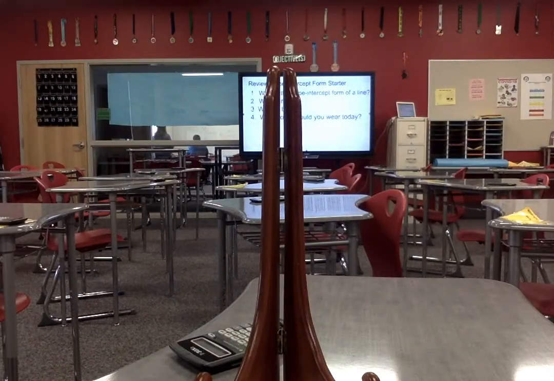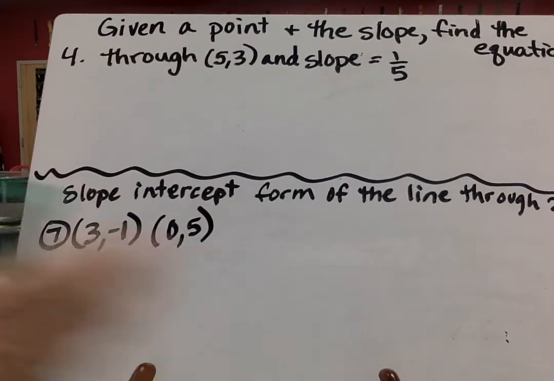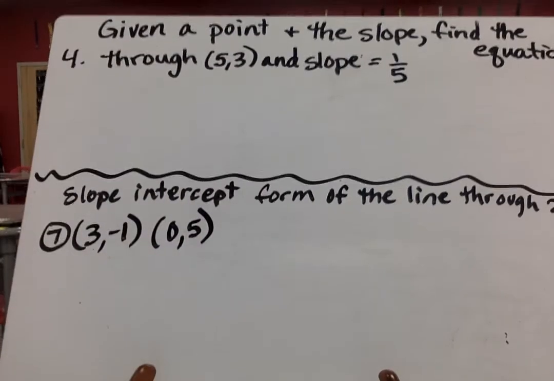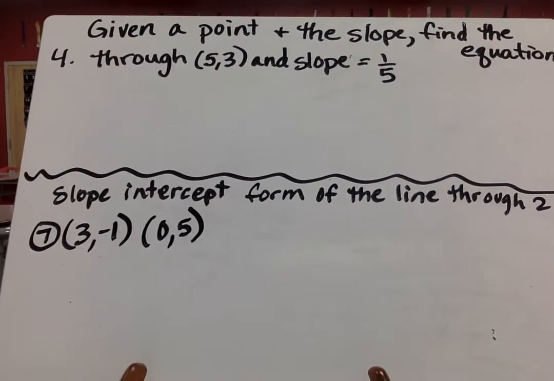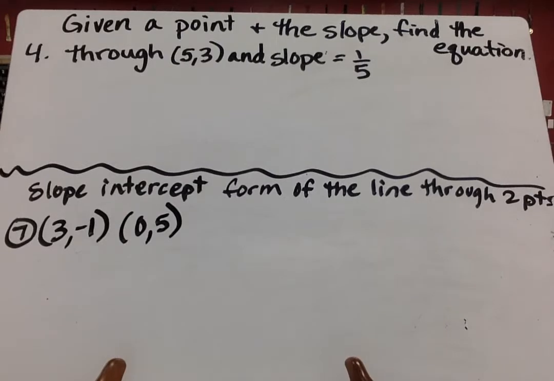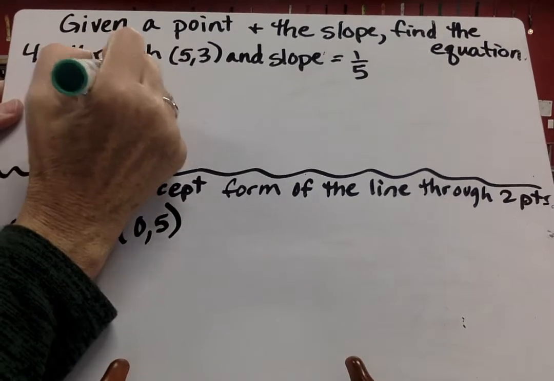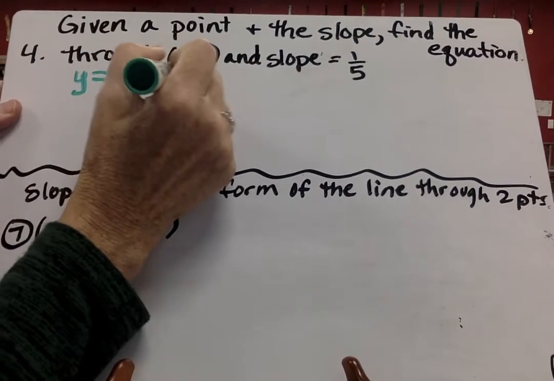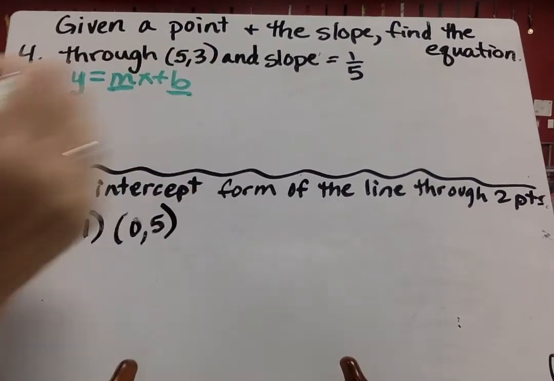set of problems. The next one I'm going to go over is number 4. Given a point and the slope, find the equation through 5, 3, and has the slope of 1/5. Okay, so again we use the same equation, y equals mx plus b. We have to find out what m is and find out what b is.